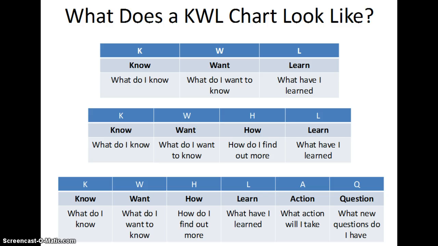The next 2 can be used for the upper elementary, KWHL and KWHLAQ. You can see that there are 3 differences from the original. They've added the H, the A, and the Q. These are extensions. The H, which is the how do I find out more? Maybe we can go to the web, or we can look in books, or we could go to a museum or watch a video. The A, which is the action, what action will I take, or how am I going to apply this into other reading material, or maybe into my writing. And Q, what are some other questions that I have? What are some new questions?